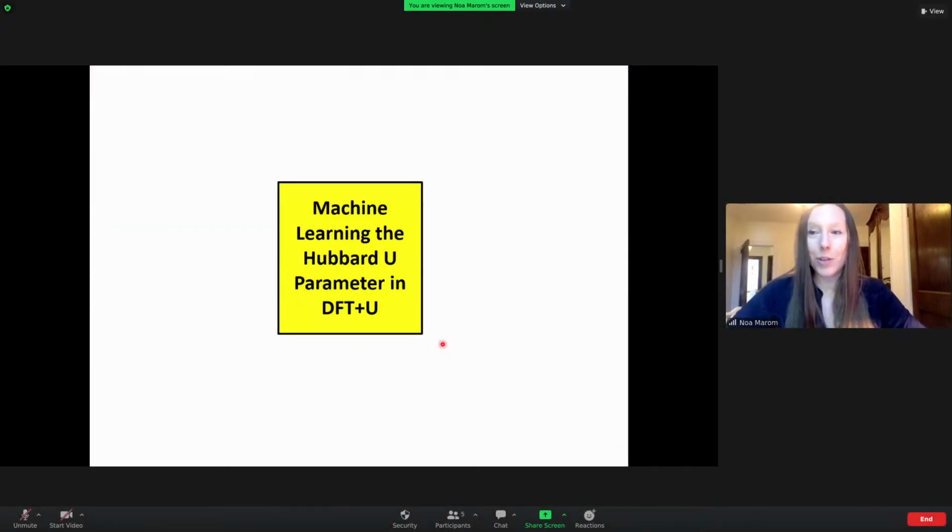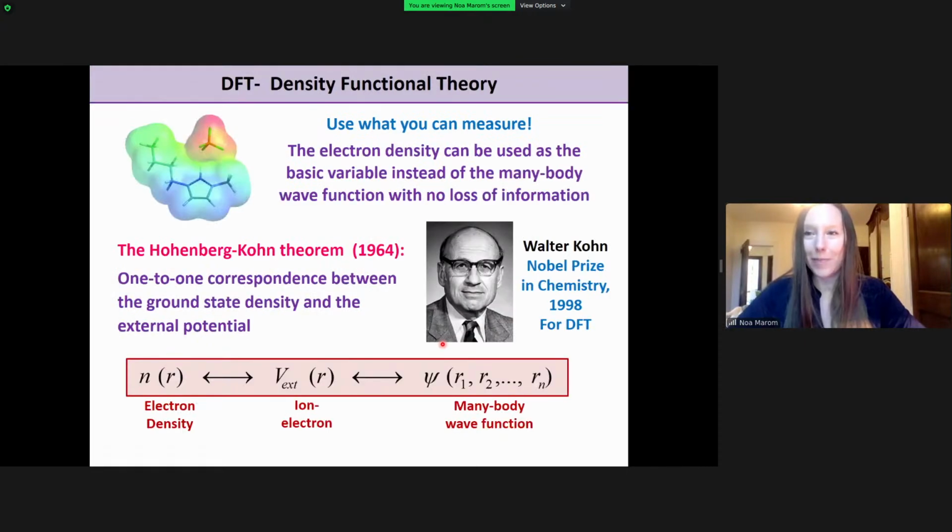So now that we have the structure of the interface, we want to study its electronic properties by the DFT plus U method, which I'm going to describe momentarily. And we machine learn the value of U for each material. So I'll start by explaining a little bit about density functional theory. That's the method we use to calculate electronic properties of materials and interfaces.